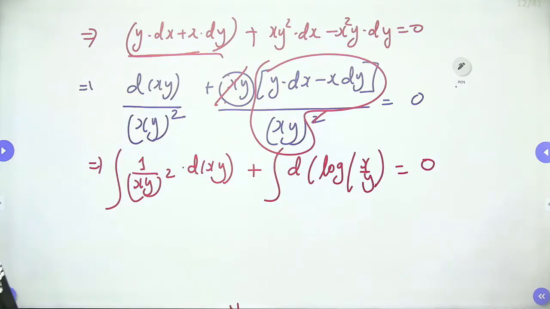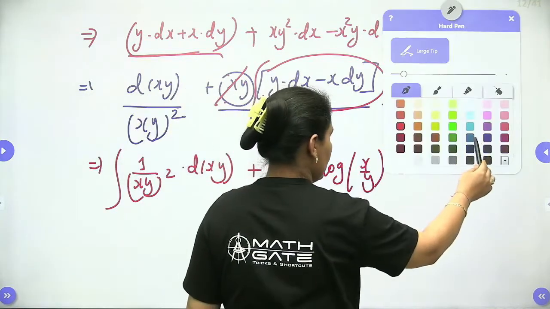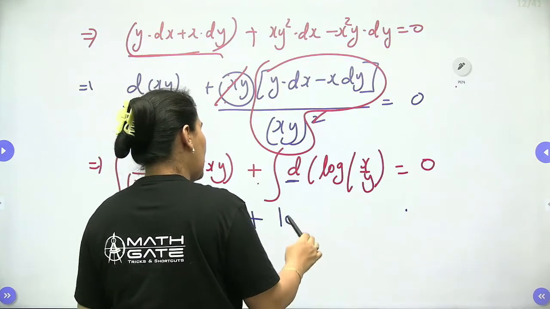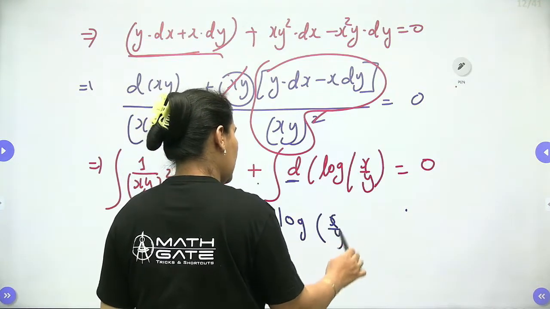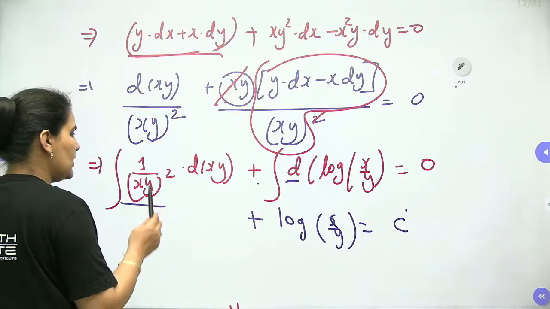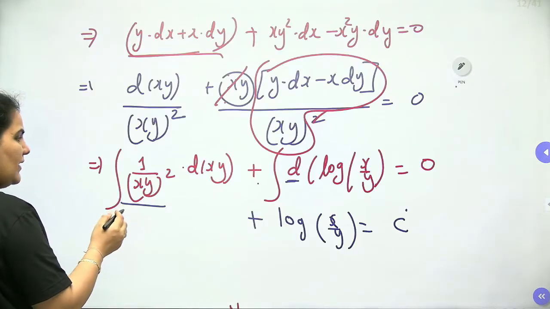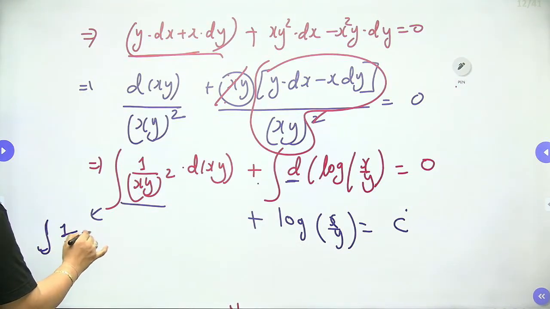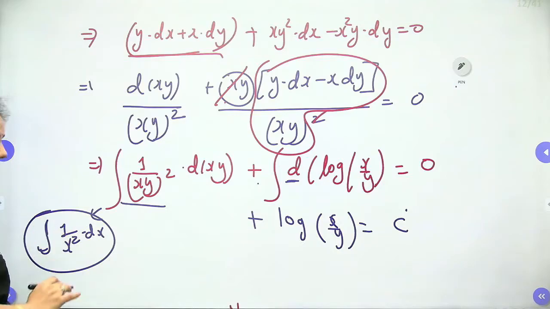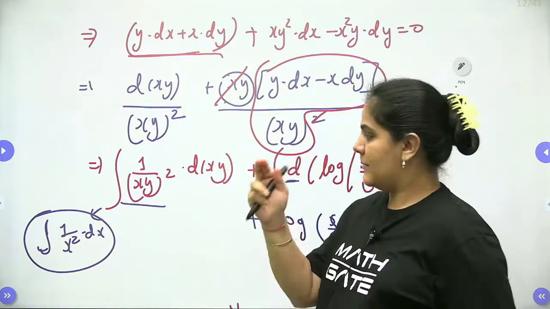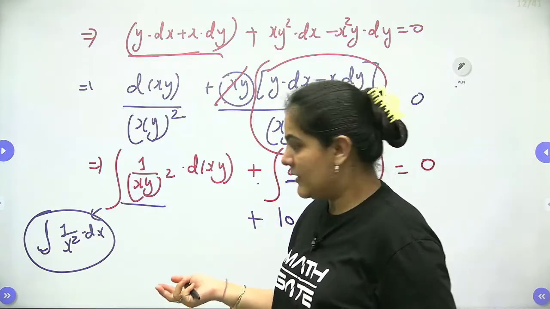Whenever we do the integration, what happens to this one? When we integrate this one, the differentiation and integration will be cancelled out. Hence here we will have log of x by y only, and here we will have c only. Now what happens to this one? It's a very simple thing. Suppose we have 1 by x square into dx, we have to integrate this 1 by x square only, right? So the integration of x power minus 2 is x power minus 2 plus 1 by minus 2 plus 1 only.